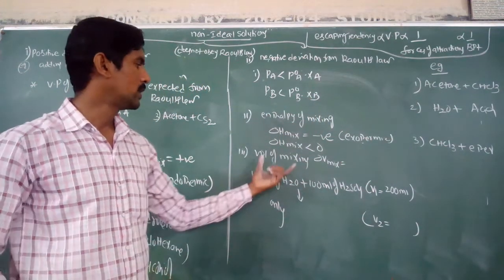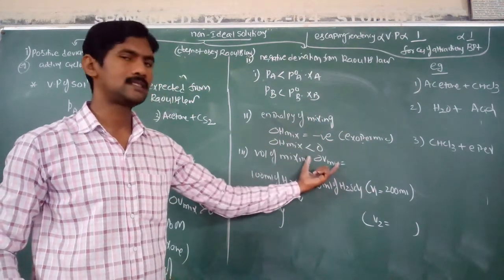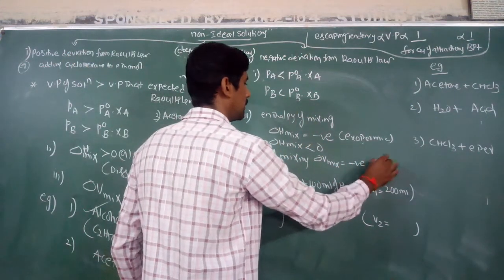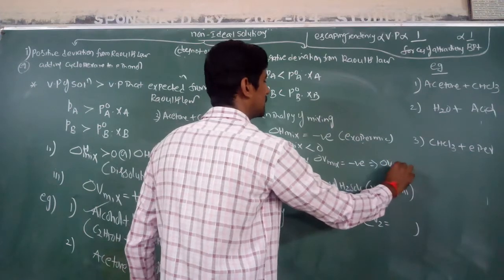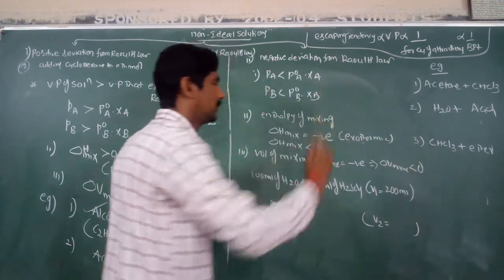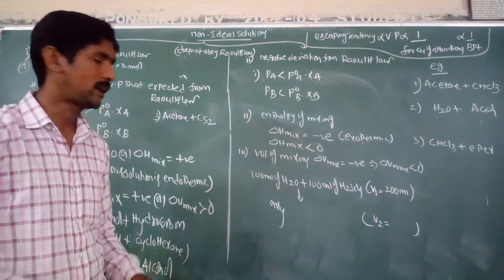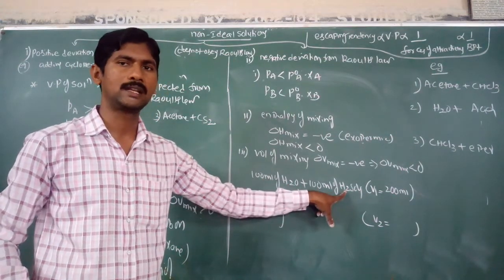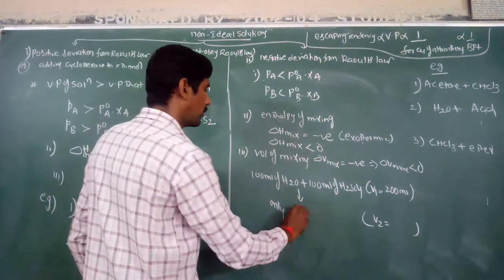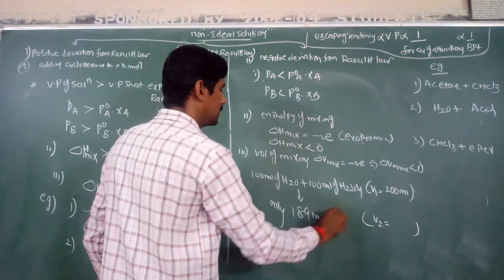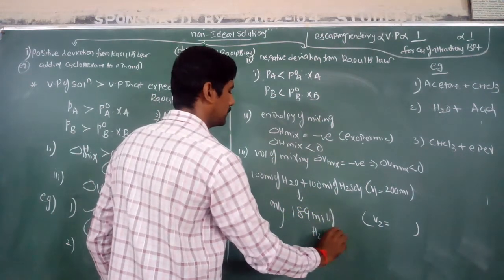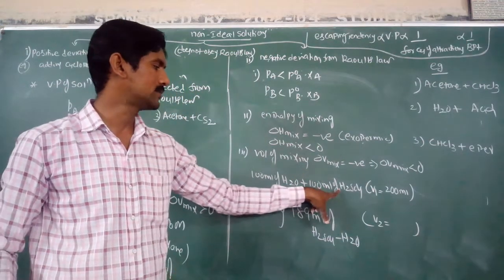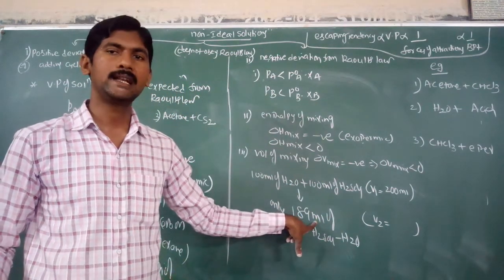What is the volume of mixing? Delta V mixing. If it is a negative deviation, it is also negative. That is, delta V mixing is less than 0. For example, if you add 100 ml of water to 100 ml of sulfuric acid, we get only 189 ml of sulfuric acid water mixture.